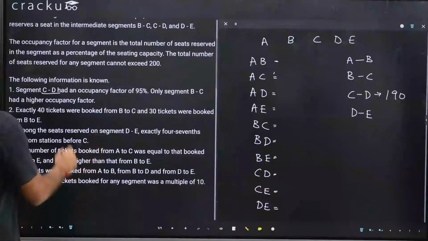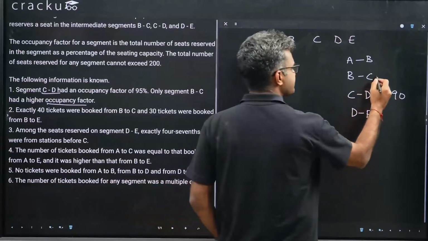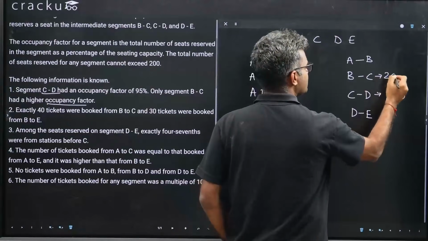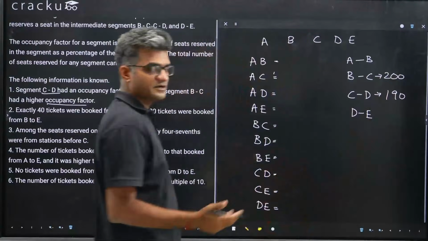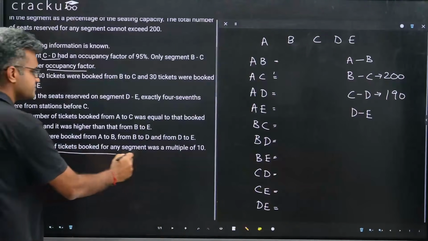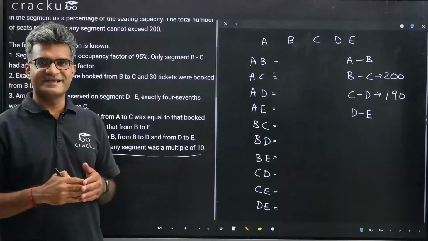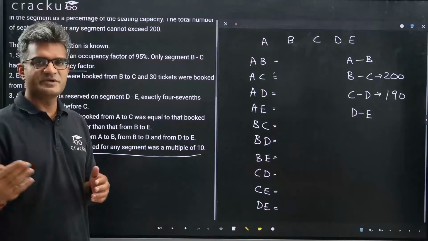Only segment BC has a higher occupancy factor. So the occupancy factor of BC will be 200. Why is it 200? Why cannot it be say 191 or 192? Because the last clue says that the number of tickets booked for any segment is a multiple of 10. So if the number of people who are traveling is greater than 190, it has to be equal to 200.